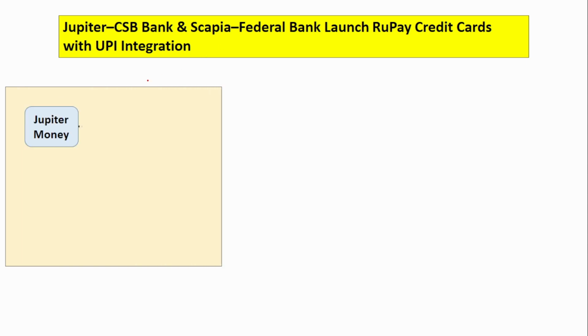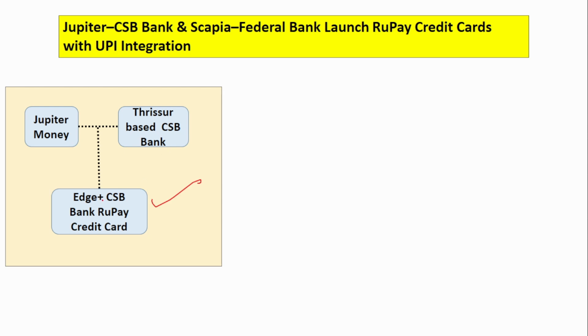Next, if you see, Jupiter Money, it is a fintech company, and the Thrissur-based CSB Bank, they together have released a credit card called the H plus CSB Bank RuPay credit card. Okay, remember the two entities and the card name that has been launched. So here, now let us look into the features of the card. So it is a lifetime free card.